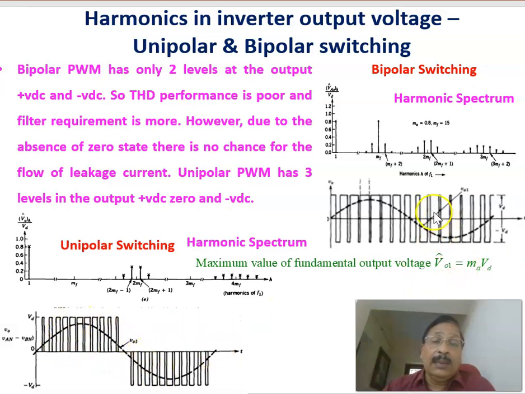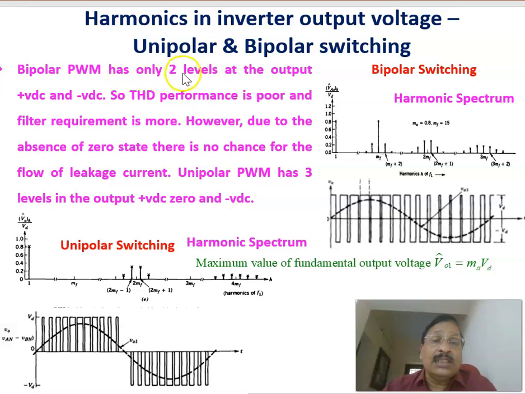This is the voltage picture, or diagram, of the inverter voltage and fundamental. And if you look at the frequency spectrum of the unipolar one, you can see this is the fundamental, and near MF nothing is there, or near 2MF, 3MF, like that. If you compare the harmonic spectrum of the bipolar switching and unipolar switching, you can see that harmonics are less in the case of unipolar switching.